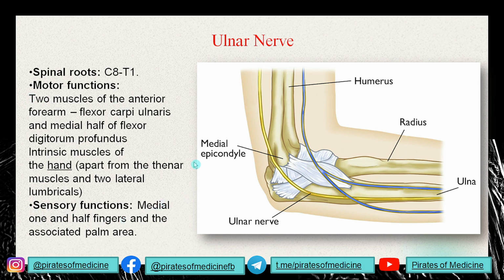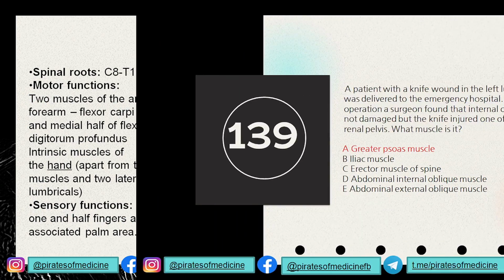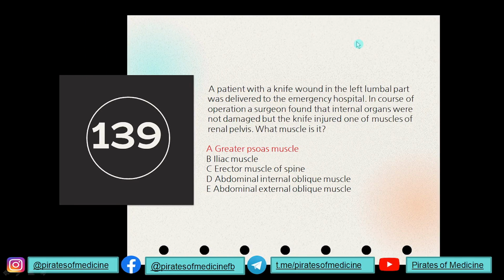And also 139. A patient with a knife wound in the left lumbar part was delivered to the emergency hospital. In the course of an operation, a surgeon found that the internal organs were not damaged, but the knife injured one of the muscles of the renal pelvis. What muscle is it? Because there is an injury to the left lumbar part, there must be damage to a muscle which is present in the left lumbar part of the person, correct? Near the lumbar vertebra.